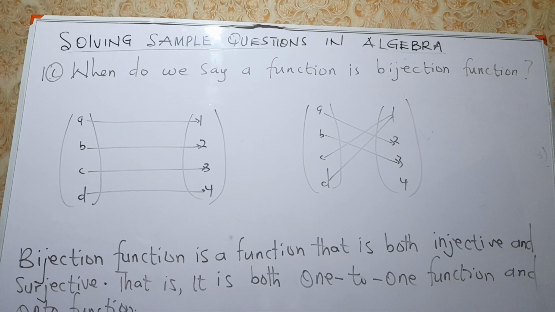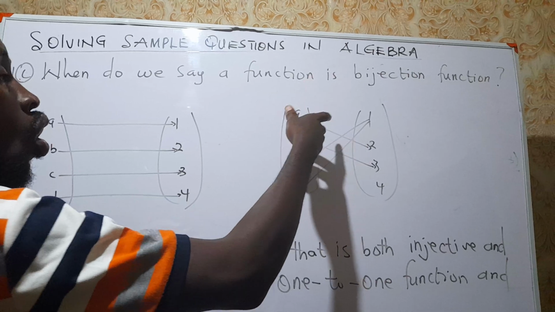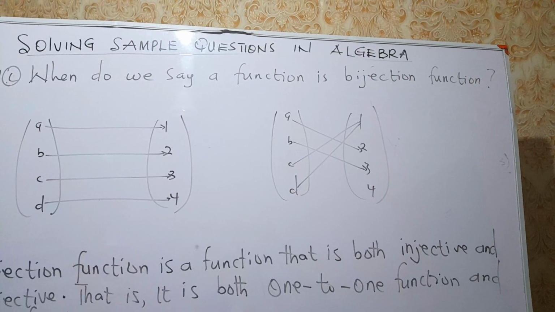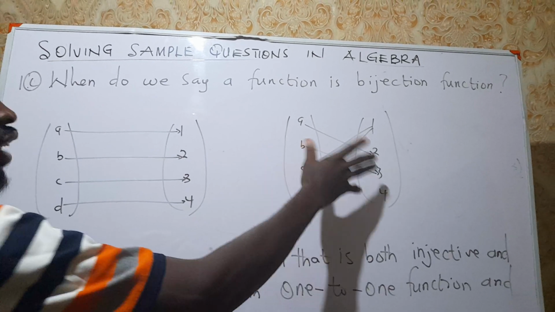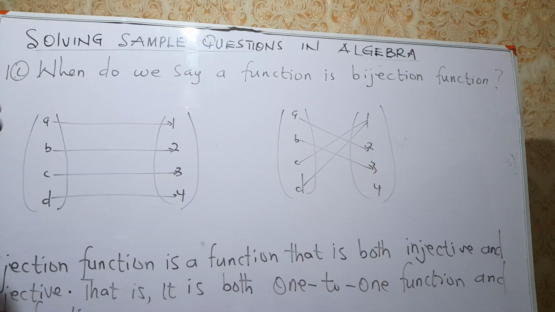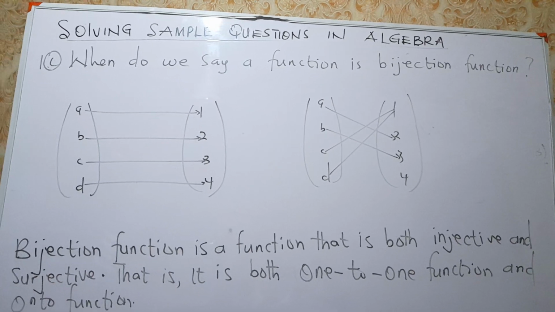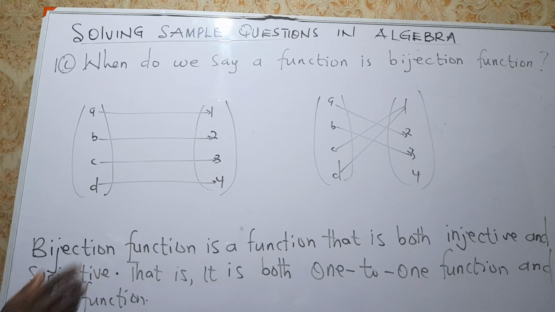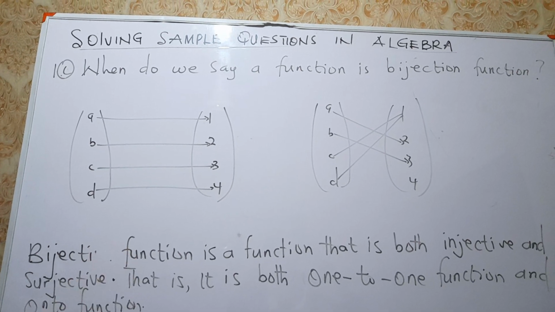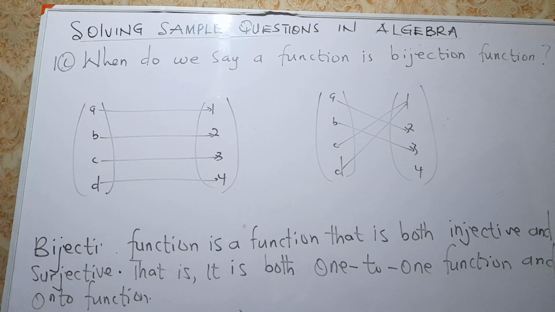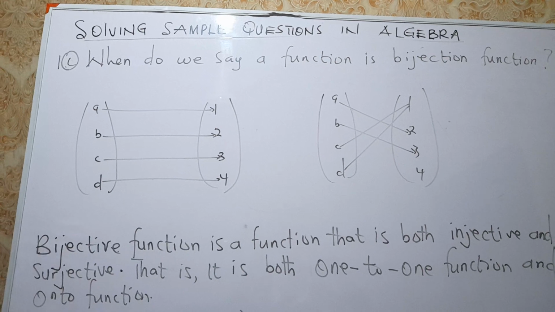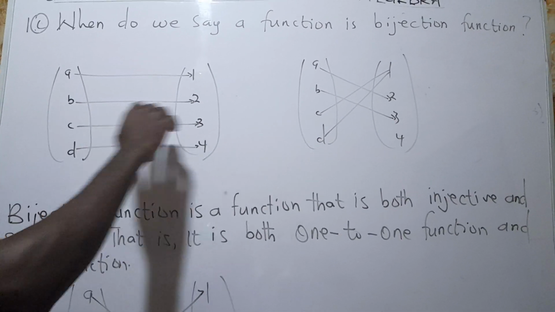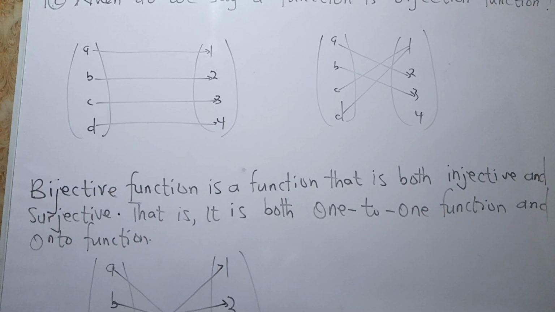Now, when two or more elements in the domain map to a distinct element in the codomain, we call that a surjective function. So this function here is a surjective function. Now, a function becomes bijective. So this is bijective. A function becomes bijective if it has both the injective and the surjective property.